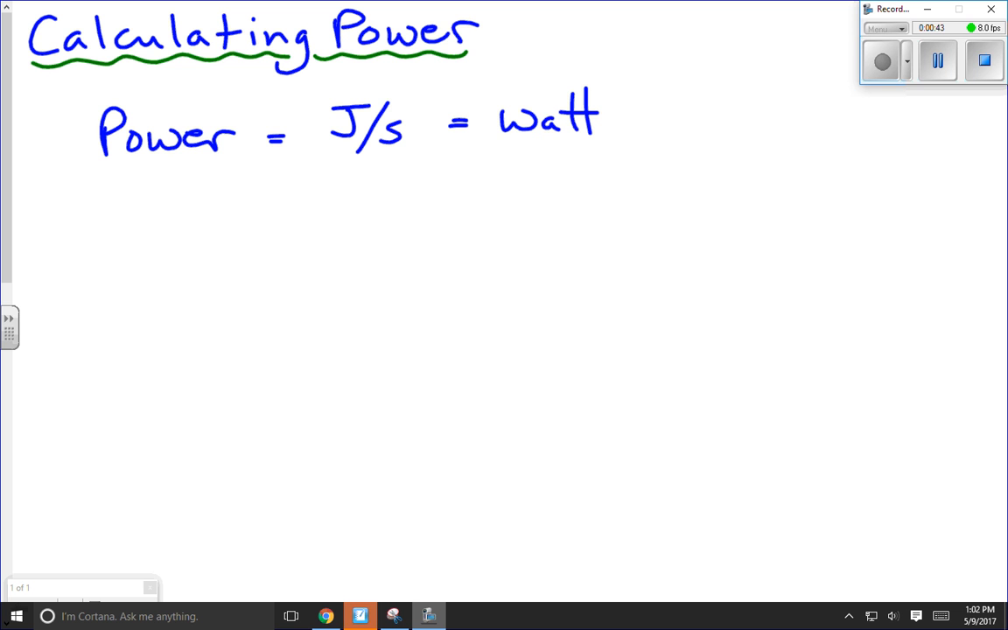Now, based on the units, J is our unit for energy, the joule, and S is our unit for time. So we can come up with a formula: power is equal to energy over time. If you're given the number of joules and the number of seconds, you can calculate the power in watts. But we have other ways to calculate power in watts besides this one.